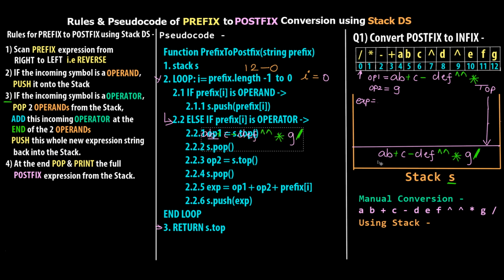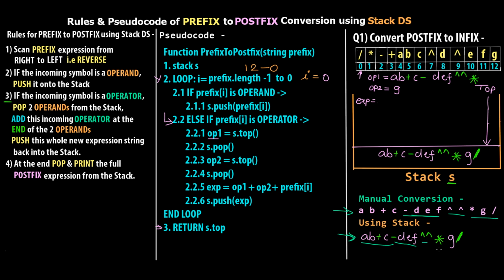So let me just paste this string over here also at the result of using stacks, and just observe this manual conversion result and the result that we got using stack, using this pseudocode and using these rules. We have AB plus C, then we have minus DEF, then we have raised to. Then we have star G and divide by. So that is also same, star G divide by.